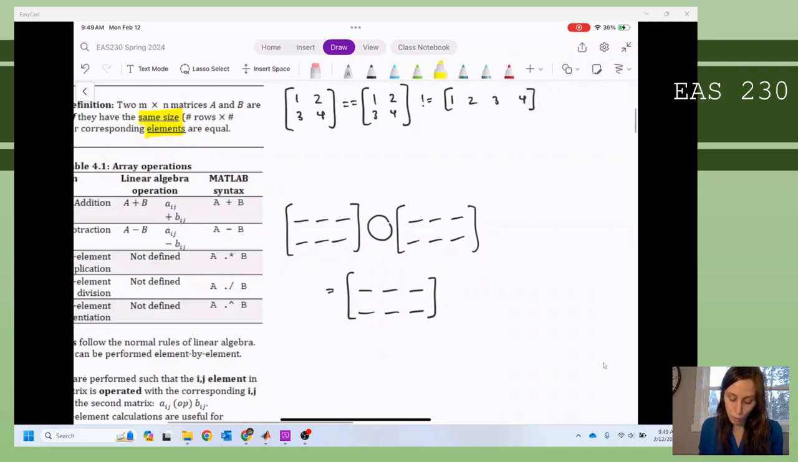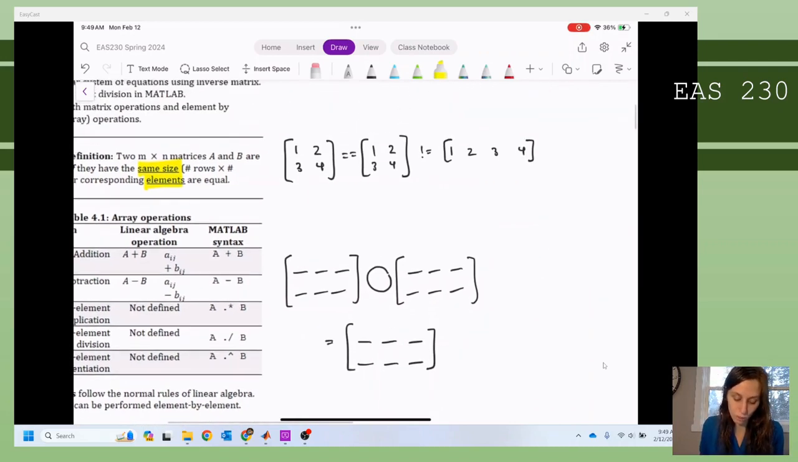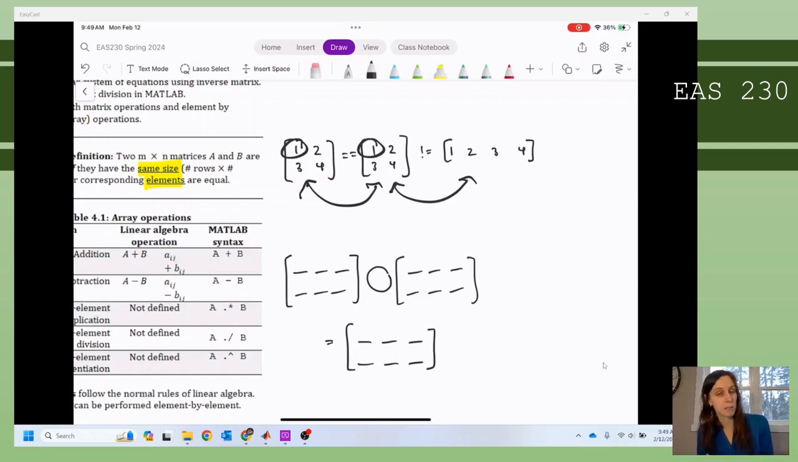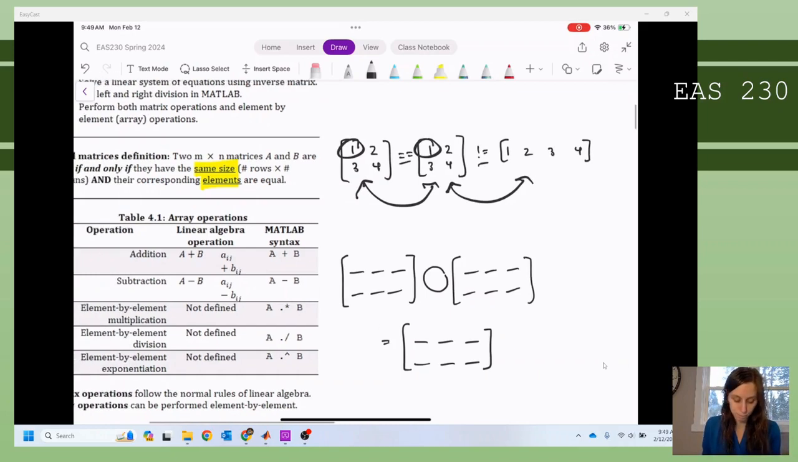So for example, over here we have two matrices of the same size, 2 by 2. They have the same elements and the same elements in the same location. So this one is in the same location as this one. However, if we look at these two, they're not the same size, even though they have the same elements. Okay, so these are equal matrices. These are not equal matrices.